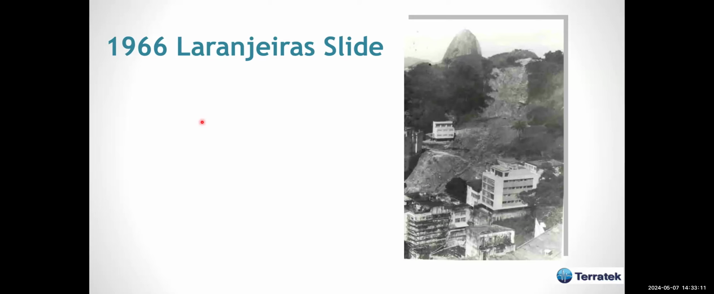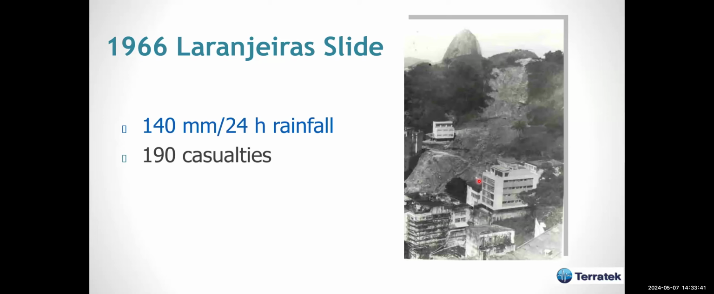1966 was the big Laranjeiras slide. I was 17 years old, and this took place in Rio. There was a big building here which was knocked down, and when it fell, it killed about 200 people. And on the next day, the mayor of Rio decided to create, this was what happened, 140 millimeters in 24 hours rainfall, nearly 200 casualties.